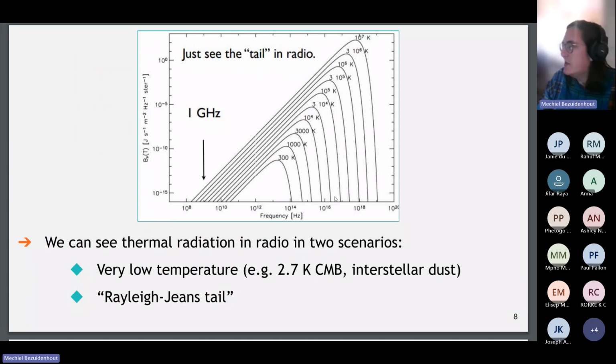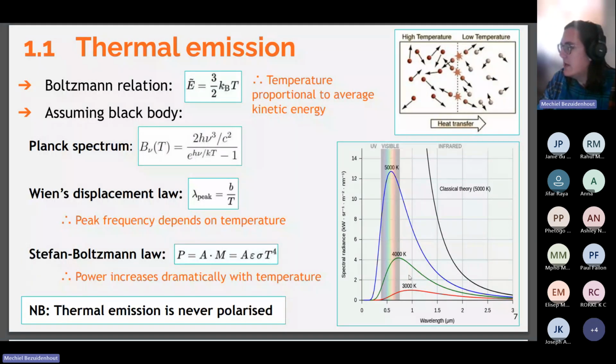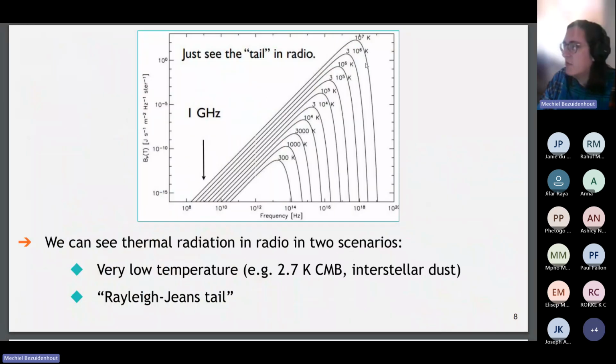If we change this plot on the right to have frequency on the x-axis instead of wavelength, we can plot it like this. And you can see the typical radio frequency, about 1 gigahertz, is all the way on the left there. So even for particles that are quite cold at room temperature, 300 Kelvin, their peak in the black body spectrum is way beyond what's typically accessible to radio telescopes.